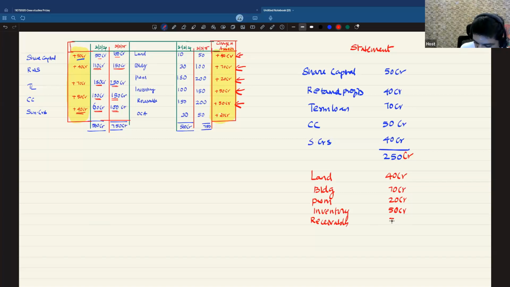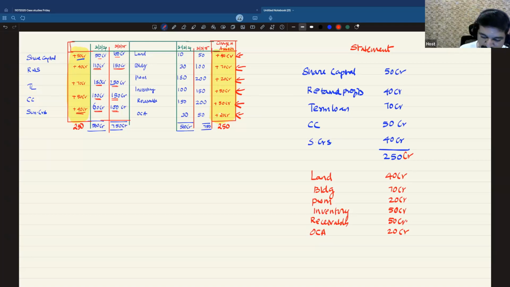Receivables, that is another 50 crore. And on the other current asset also they have invested, which is 20 crore. So now if you total this, here also you will get 250 crore, since you got 250 crore here. So now you literally see the waterfall.